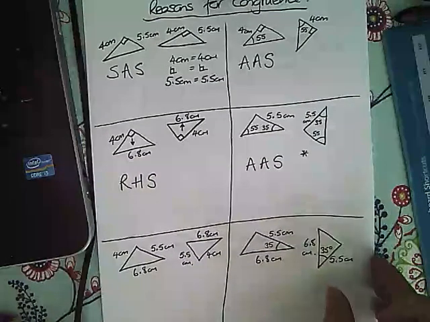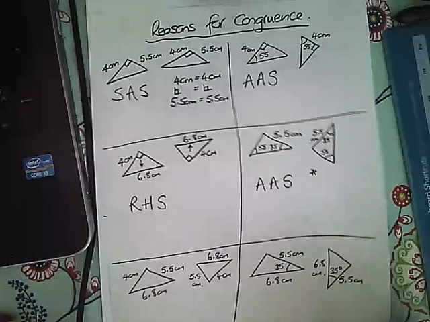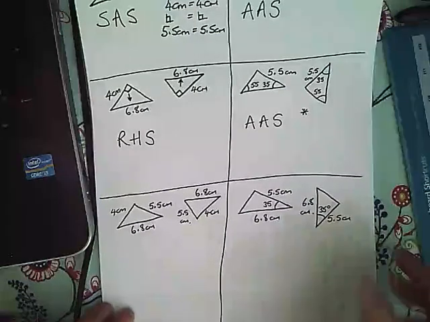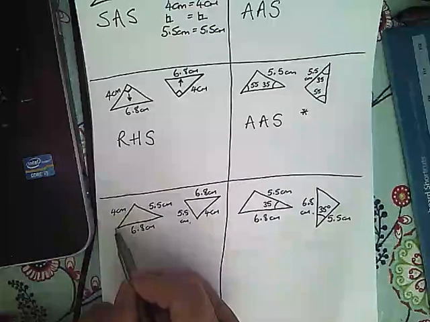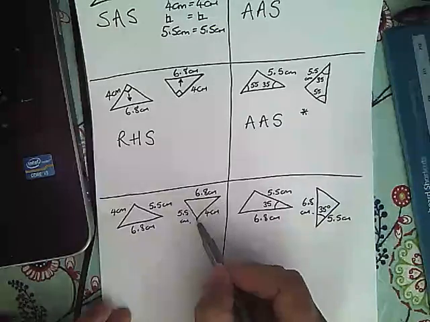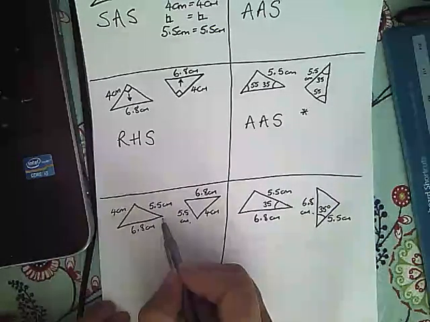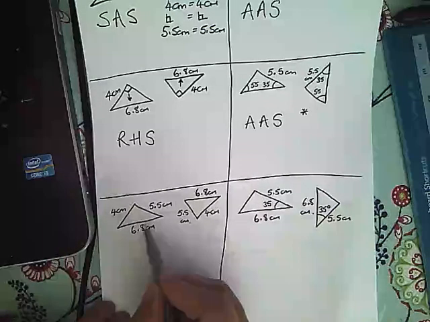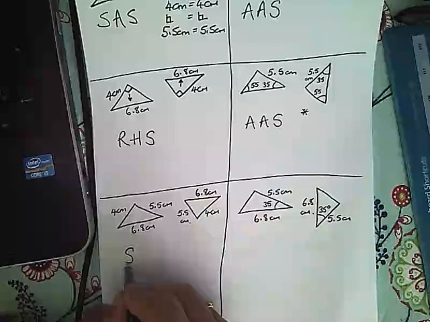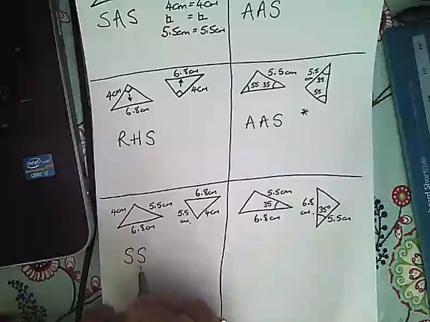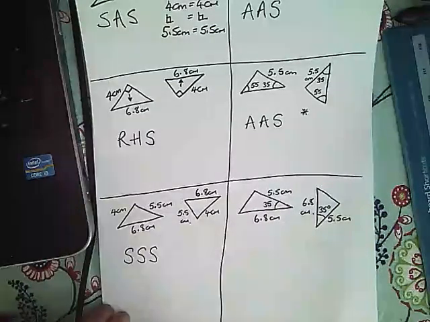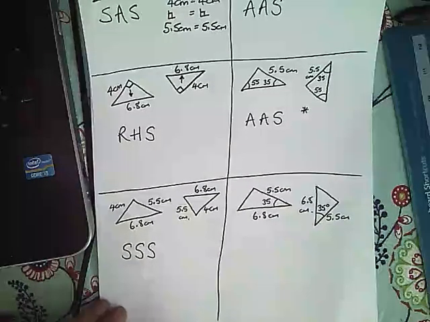On to the ones at the bottom then. Let me just move that up a bit. We have got a 4 centimetre side, a 5.5 centimetre side, and a 6.8 centimetre side in both. So this condition for congruence is side, side, side, because all three sides are the same.